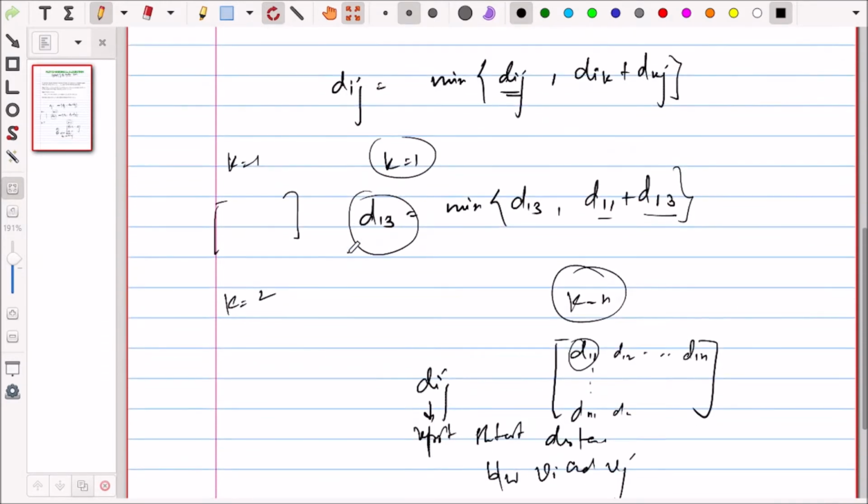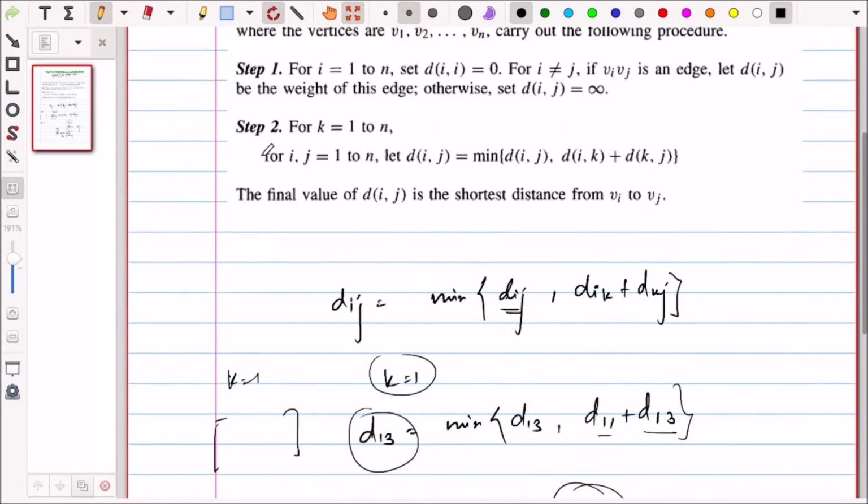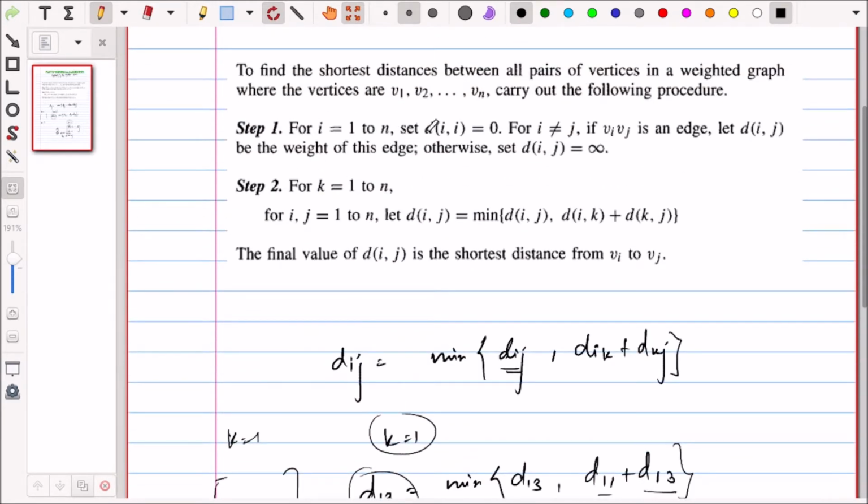So how are we proceeding? At the first step we form a matrix in which we take 0 if i is equal to j, we take the weight of the edge if two vertices are adjacent, and we take infinity if the two vertices are not adjacent. Then at the next step we take k equal to 1 and generate a new matrix using the last matrix and this formula. We keep doing this for each k equal to 1 to n, and at the nth step the matrix that we get gives the shortest distance from vi to vj.